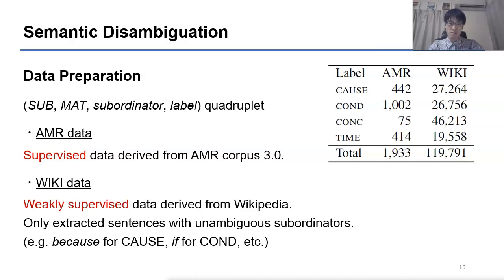Our first data is called AMR data. It is a supervised data derived from the latest AMR corpus. Another data we use is called Wiki data. This one is a weakly supervised data derived from Wikipedia. In order to obtain this data, we only extract sentences with unambiguous subordinators. For example, we use unambiguous subordinator because for cause and if for condition.